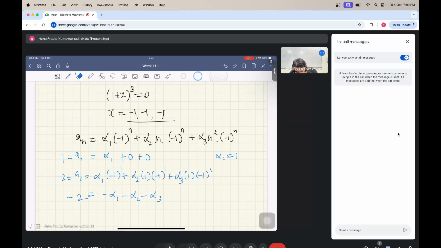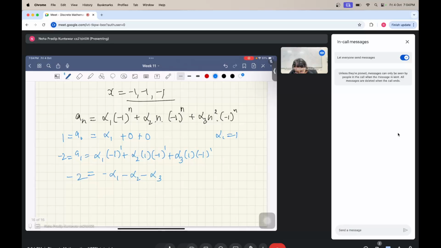And we know that alpha 1 is 1, so I'll substitute it here. So what you get is minus 3 is equal to minus alpha 2 minus alpha 3, and so that gives you alpha 2 plus alpha 3 is equal to 2 minus 1, which is 1. So this is what you have.